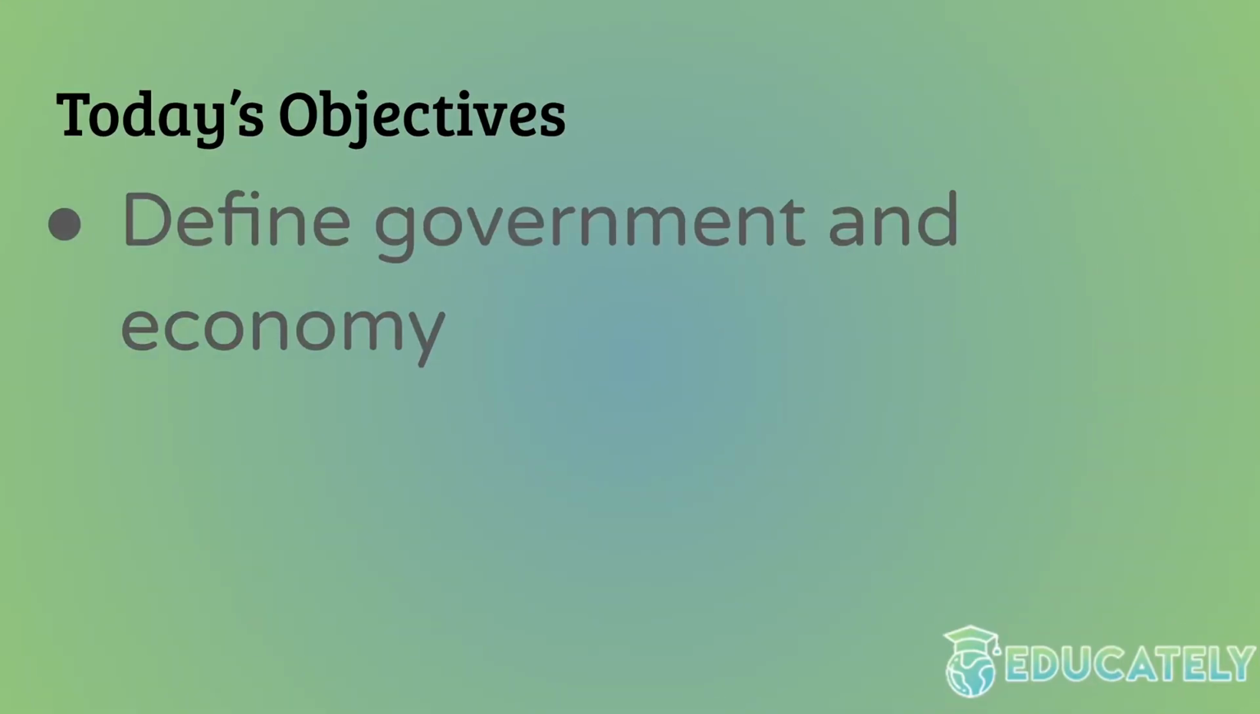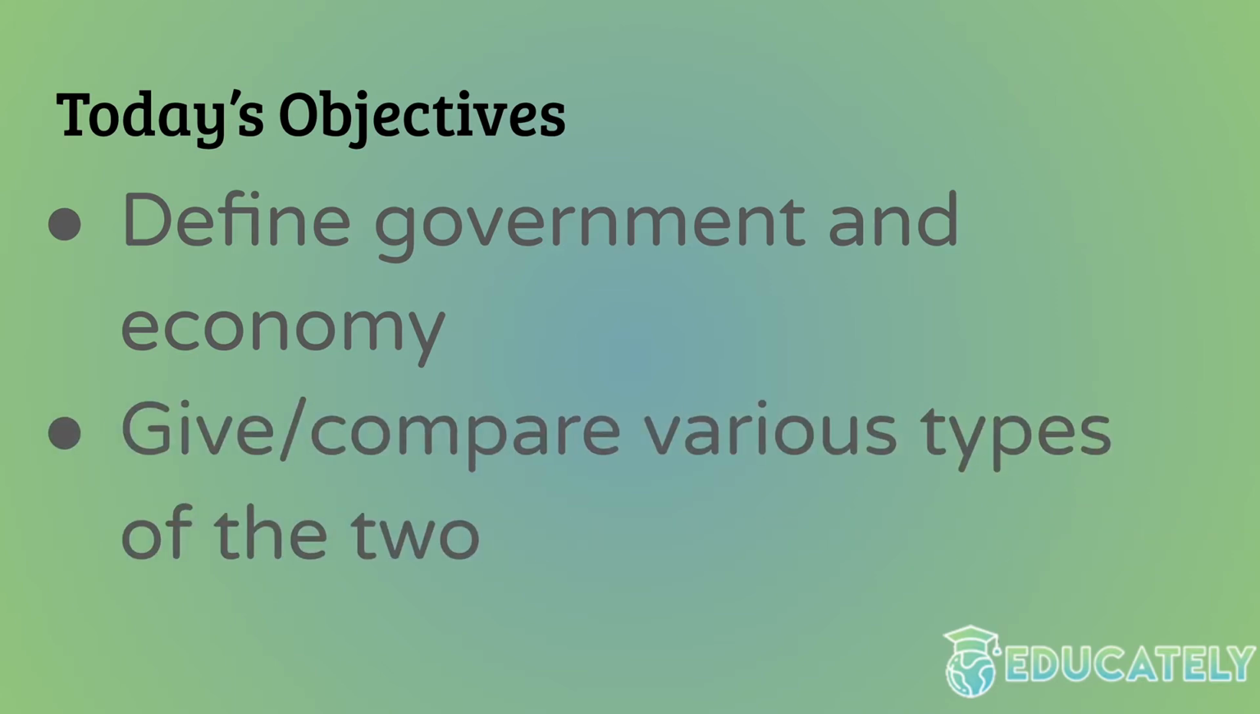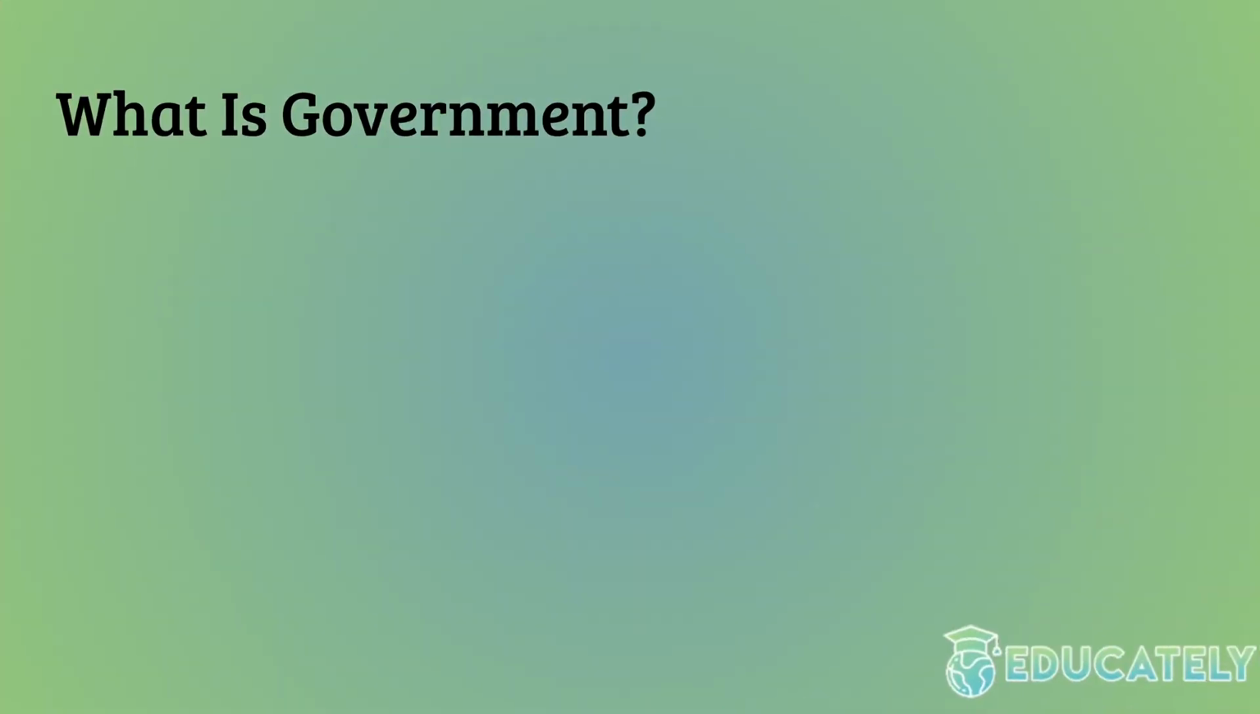First, let's go over our objectives. It's pretty simple today. We're just going to define government and economy, and also give and compare various types of the two. First, we're just going to talk about government. We'll talk about economies later.